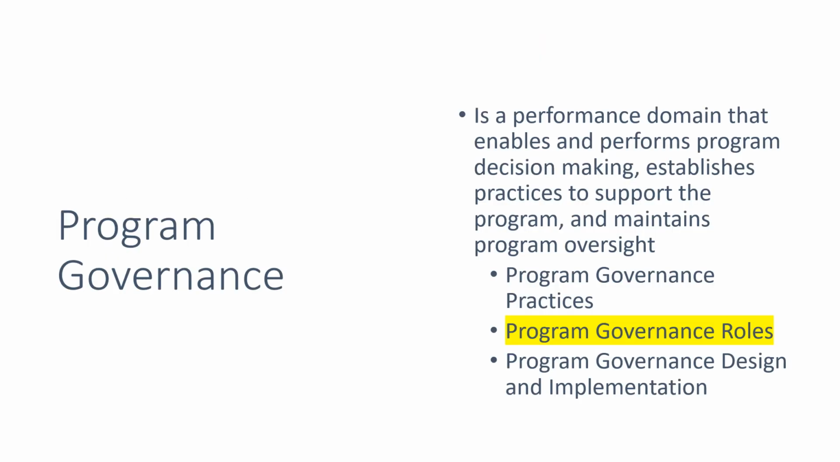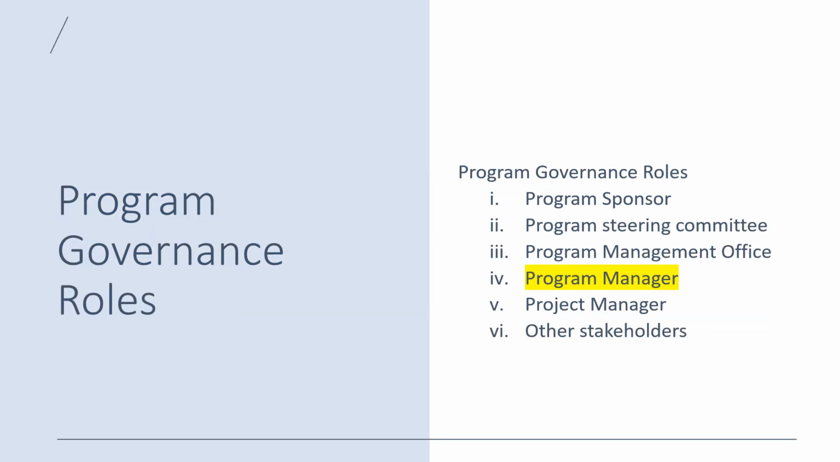We already discussed there are 3 important aspects as part of program governance practices, which we have seen in my earlier several videos. We discussed all those governance practices. Currently, we are discussing program governance roles, and we'll be discussing program governance design and implementation in my future videos. So there are essentially 6 program governance roles that we are discussing. We already discussed program sponsor, steering committee, and program management office. Today we're going to discuss program manager and what the person's responsibilities are in terms of governance.